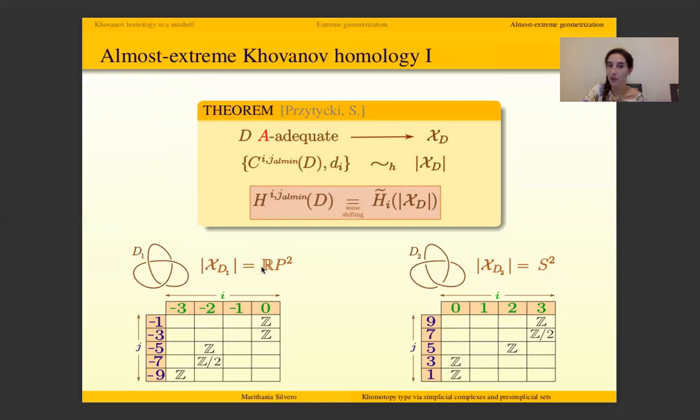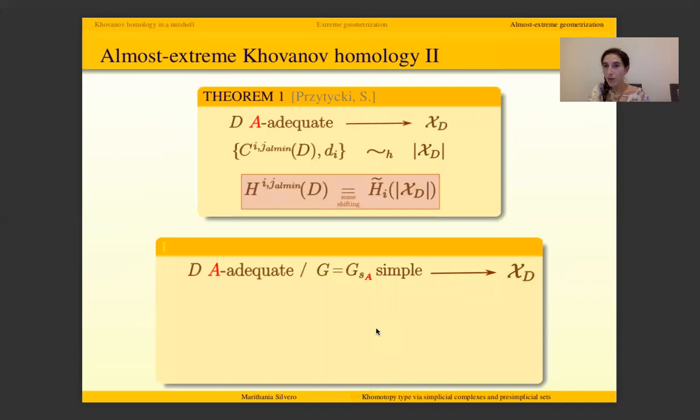And of course, it agrees with Khovanov homology tables, right? Here we have Z, here Z2. So yes, things match as we expected. So what I was telling you before about determining this specific homotopy type, the homotopy type of this partial presimplicial set, this is what I'm going to tell you now.